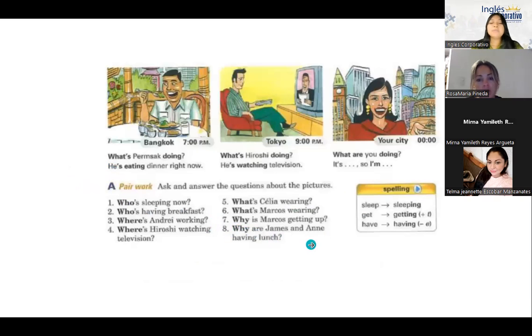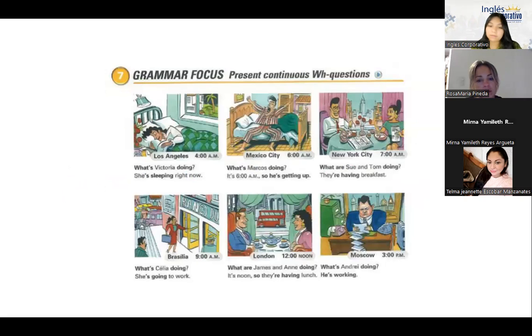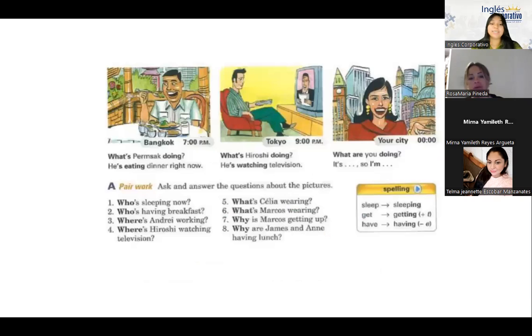Why are James and Anne having lunch? Because it's noon. Yes, lunch es almuerzo, okay? Sí, me equivoqué, estaba en la otra.